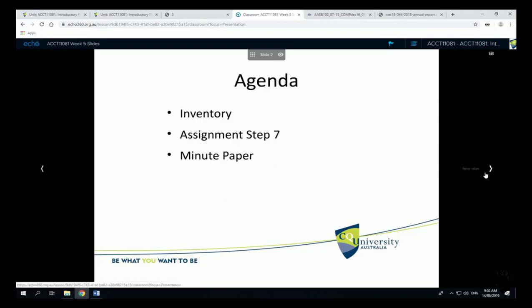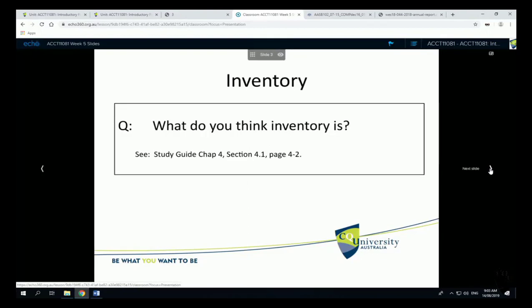Now I'm going to make it a little bit interactive to start with, so I want you to start thinking about what you think inventory is. And I know we've got a lot of students out there with some really great experience in inventory. So if you've had anything that you'd like to share with students, and I will be asking for those who have been involved with a stock take to think about perhaps sharing that when we get to that point in the lecture. So we'll run through the basic concepts to do with inventory, and I will go through assignment step 7 at the end using my example company of Wesfarmers, and then we'll complete with the minute paper. Okay, so please log on to Echo 360 if you haven't already.